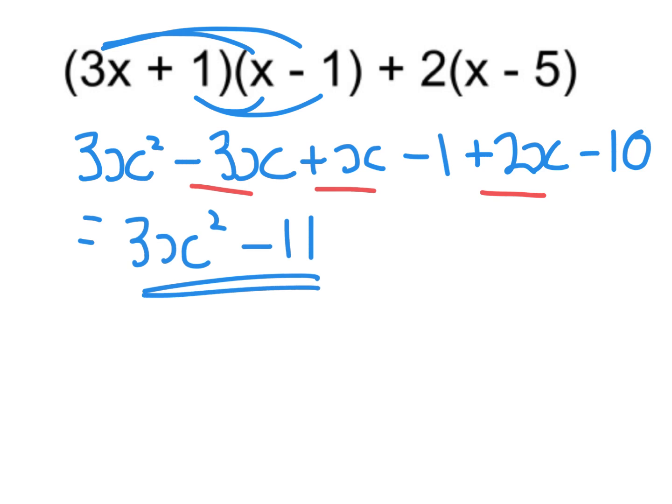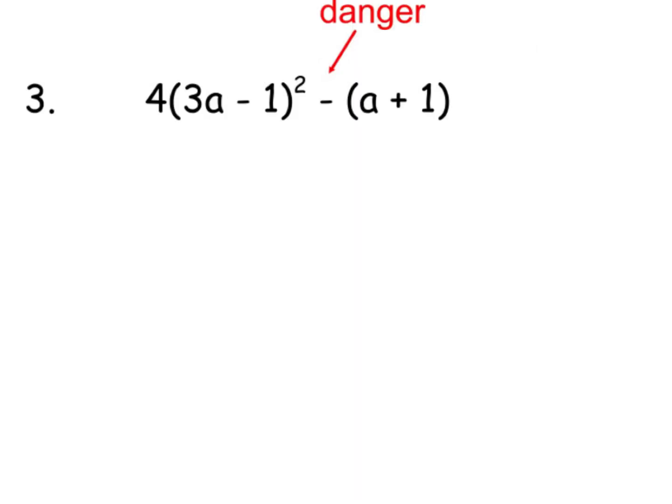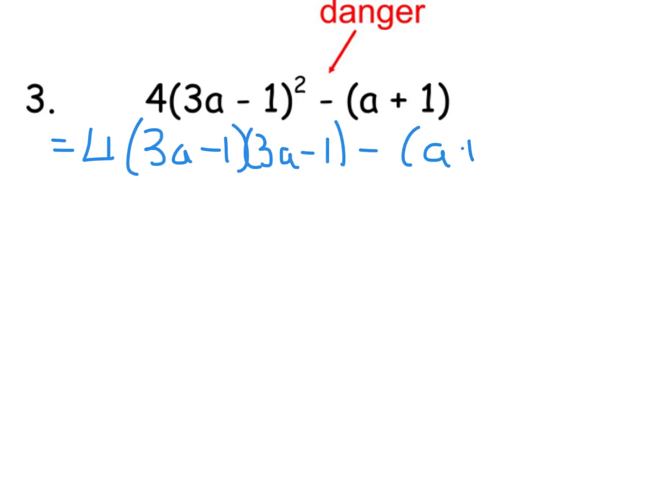Okay, so let's make it a bit trickier. How do we make it trickier? We put a negative in front of that second bracket. Now this one is actually a lot harder because there's also a 4 out the front here. So we're going to first of all rewrite this question as 4, and then we're going to write this bracket out twice. Okay, so there we go.